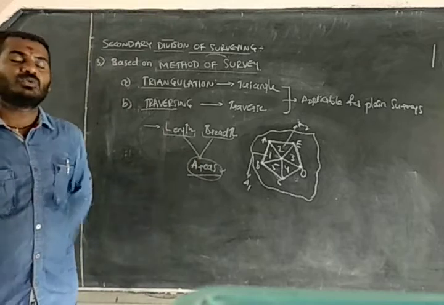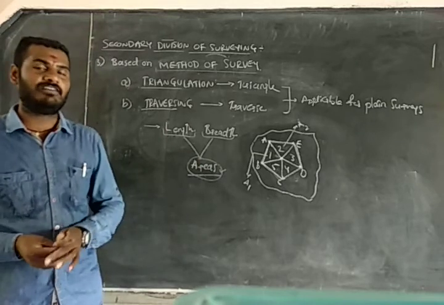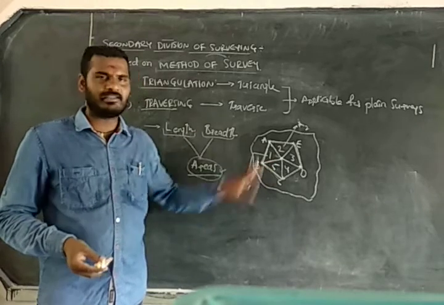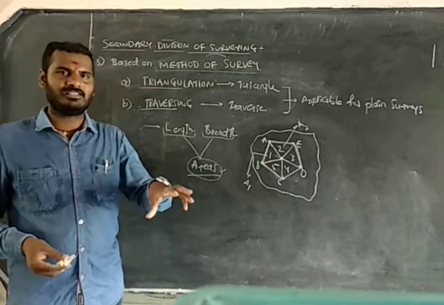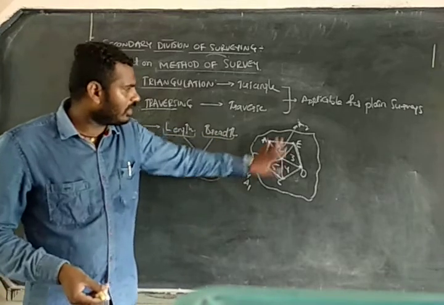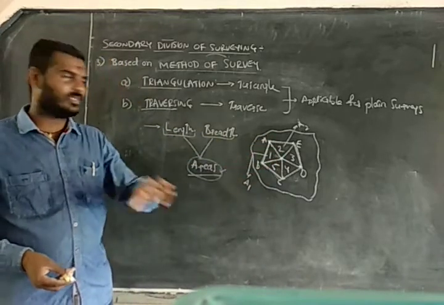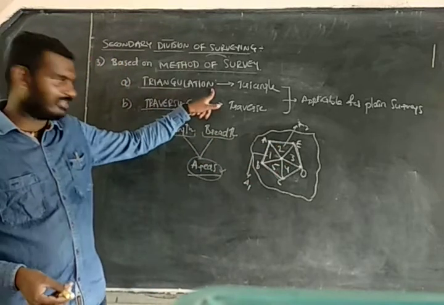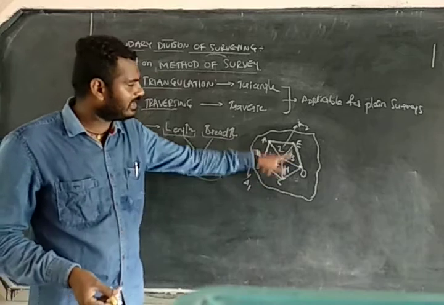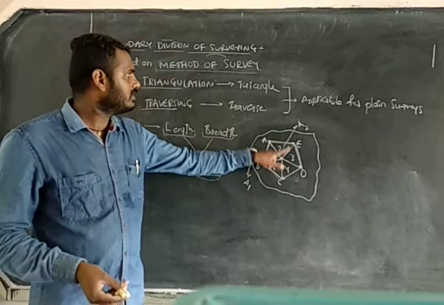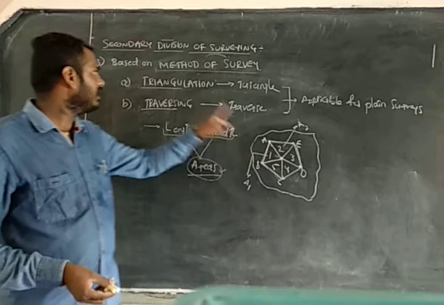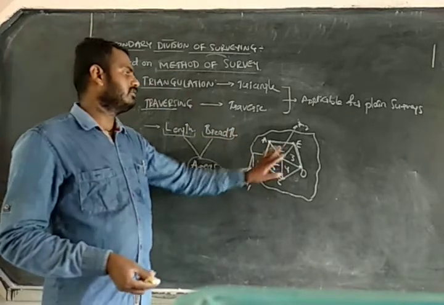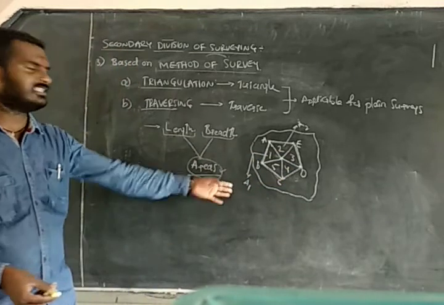So if you calculate the area of a plot by dividing it into a number of small triangles, then we call such a particular type of survey triangulation. Why? Because we are dividing any type of land into a number of triangles. That is why we call this triangulation: connecting all the lines together, forming the triangles and finally finding the area.